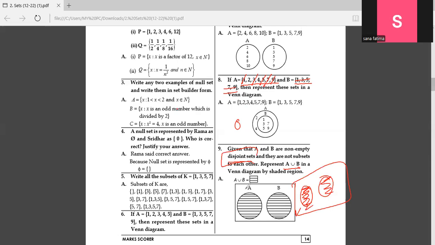Understood? How many types of set Venn diagrams have we seen? When at least one element is common, when no element is common, and when all the elements are common, either A or B. Sometimes this can be B and this can be A, so you can do it vice versa. Study the question first, whatever is given. After that, you implement.